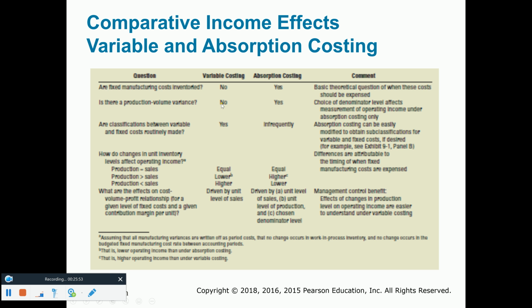Is there a production volume variance? There would be for absorption costing, but not variable costing. All right, so this is an important slide in putting together those yes and no's and higher and lower, so you understand how this all works.